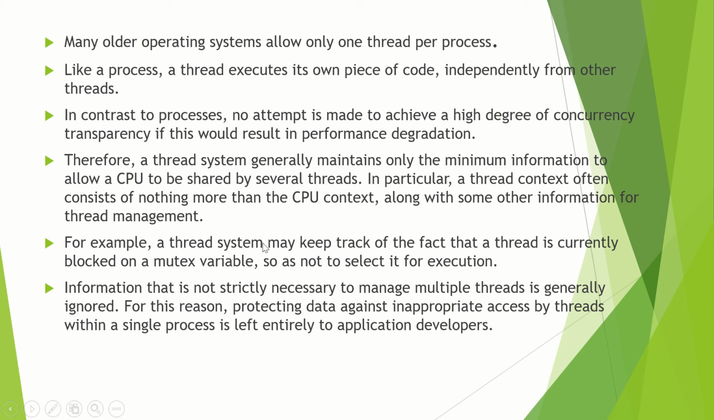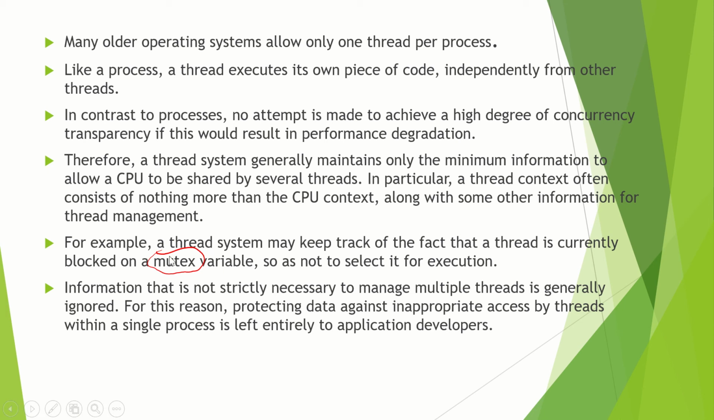For example, a thread system may keep track of the fact that a thread is currently blocked on a mutex variable so as not to select it for execution. So we call it a mutex. A mutex is a simple locking mechanism to implement a critical section. Let's say a given resource in your application needs to be utilized by at most one thread at any time. Then a mutex or lock can be implemented for thread-safe operation on a shared resource.